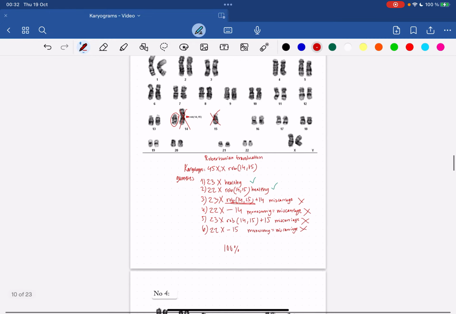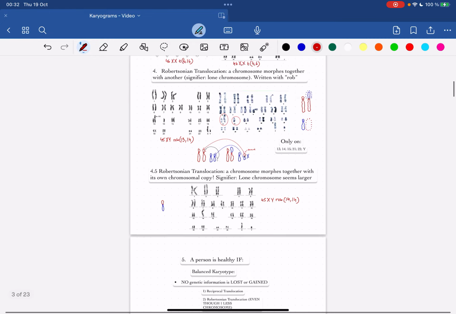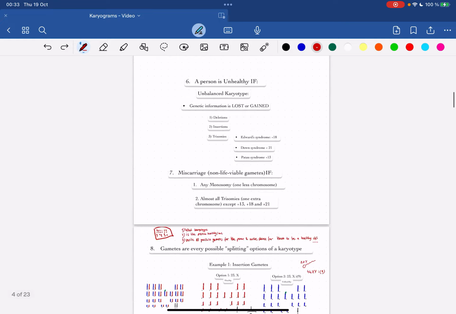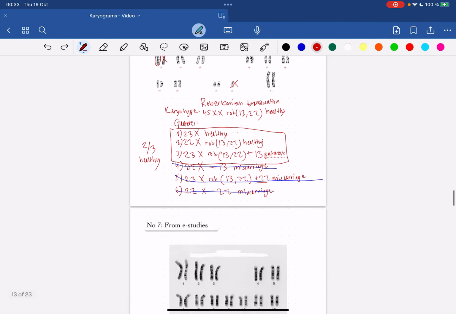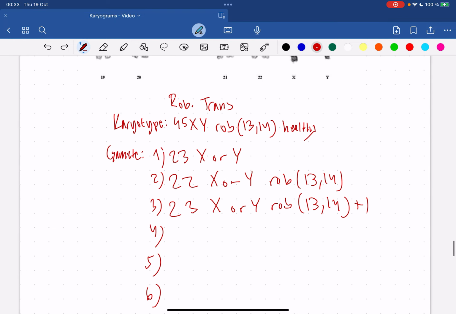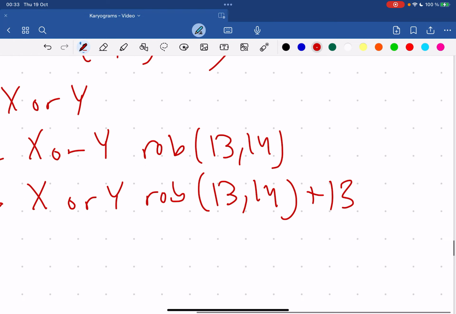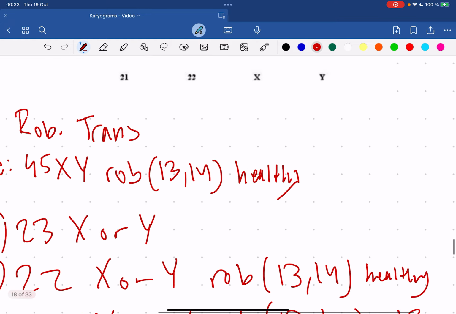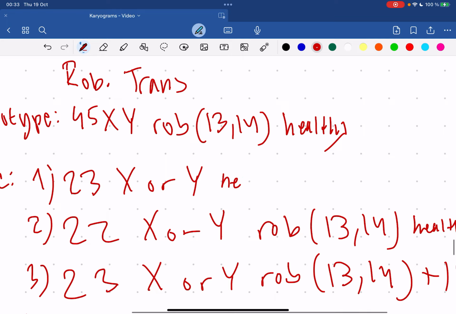Now let's see if that's viable for life. The only trisomies viable for life are plus 18, plus 21, and plus 13. So it is viable for life, plus 13 that is. In our case, this person would be healthy. And this person would of course be healthy.